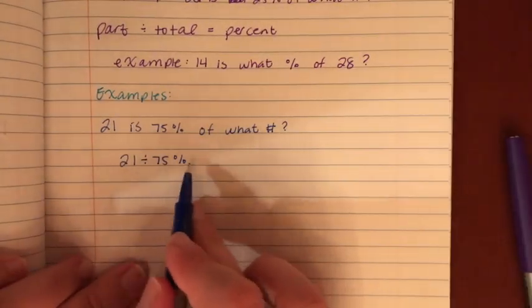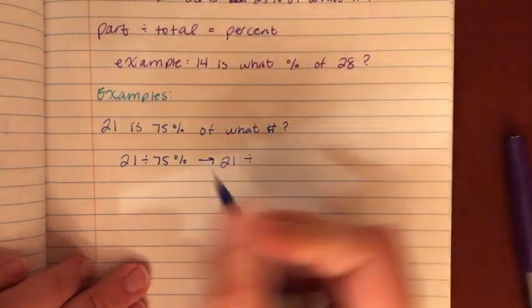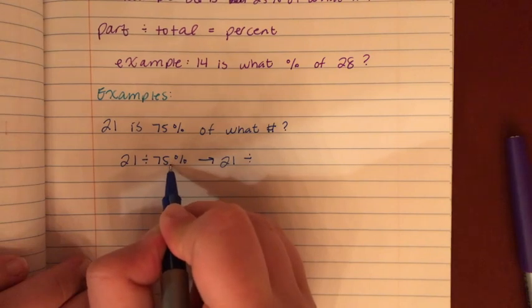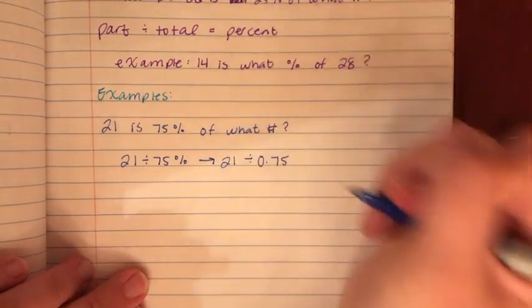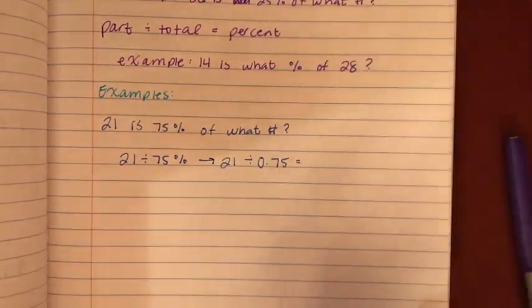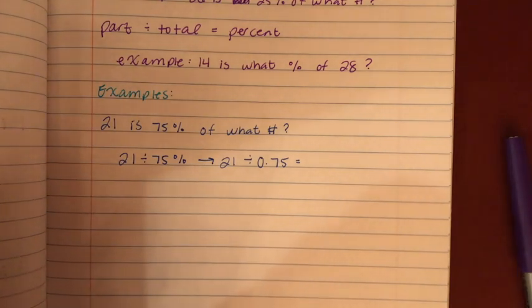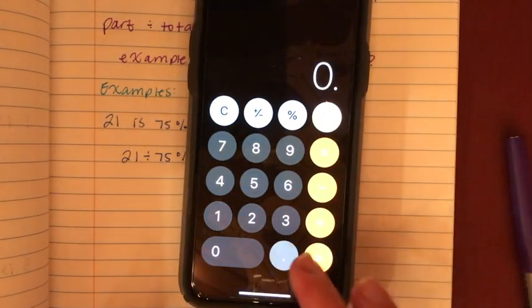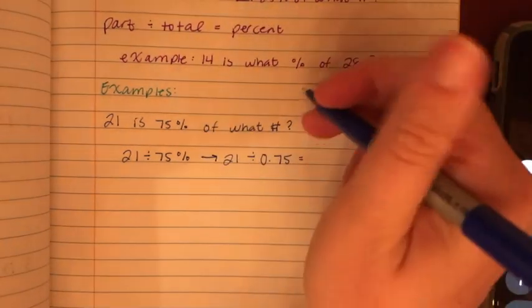Now I can't divide by the percent like it is, so I have to convert it to a decimal. So 75% as a decimal, again, I start here at the very end and I move it in twice, and I get 0.75. Now, for these, if you would like to, you can do long division, or if you would prefer, you can use a calculator. So I would put this in as 21 divided by 0.75, and I would get 28 as my total.